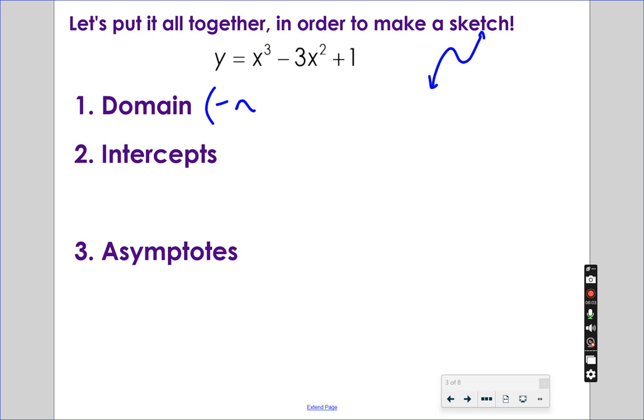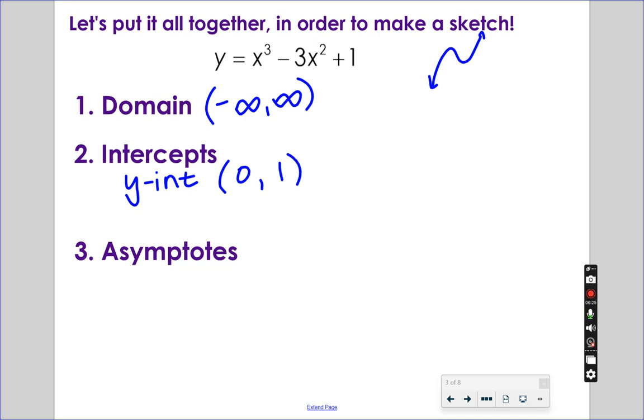Negative infinity to infinity. There we go. It goes all the way to the left and all the way to the right. Intercepts. You can always find a y-intercept. How do I find a y-intercept given an equation? Plug in 0 for x. So what do I get when I plug in 0? 1.